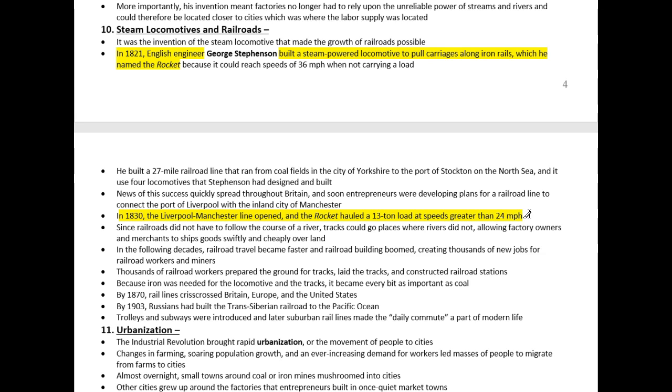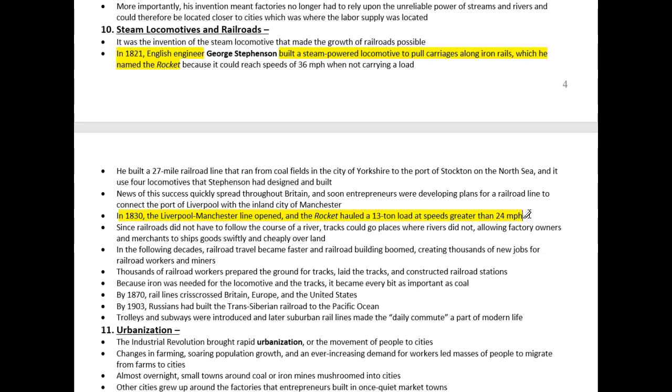Since railroads did not have to follow the course of a river, tracks could go places where rivers did not, allowing factory owners and merchants to ship goods swiftly and cheaply over land. In the following decades, railroad travel became faster and railroad building boomed, creating thousands of new jobs for railroad workers and miners. Thousands of railroad workers prepared the ground for tracks, laid the tracks, and constructed railroad stations. Because iron was needed for the locomotive and the tracks, it became every bit as important as coal.